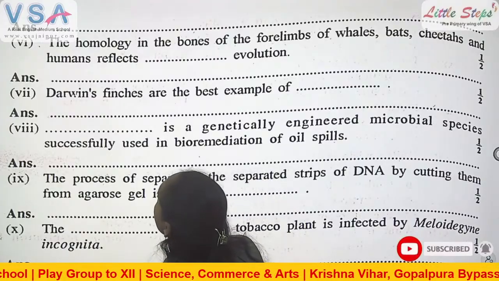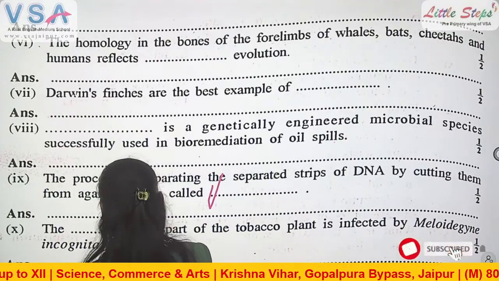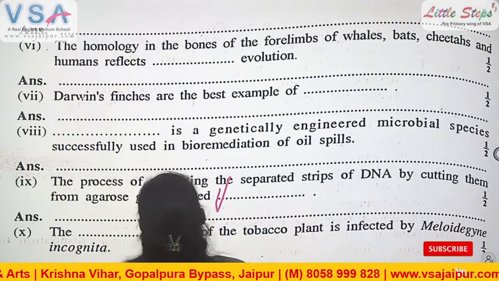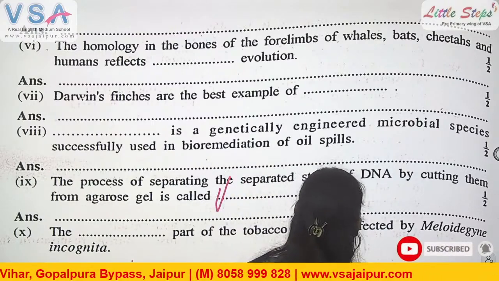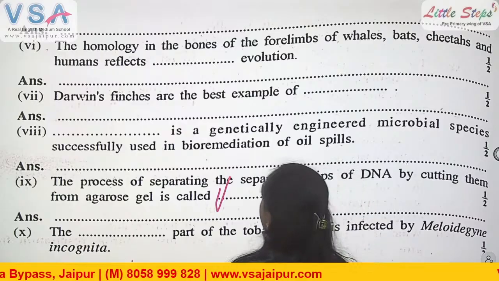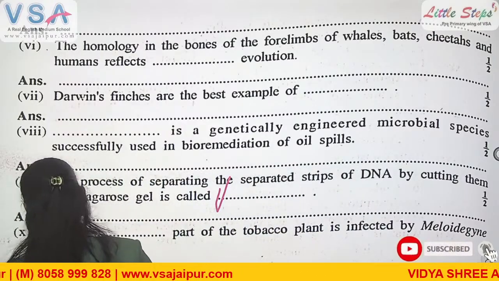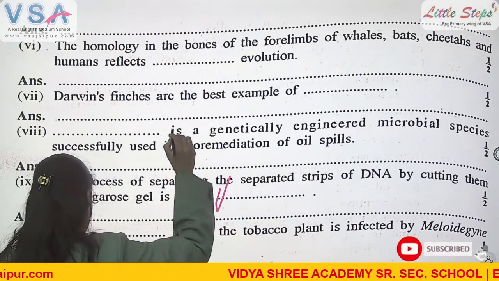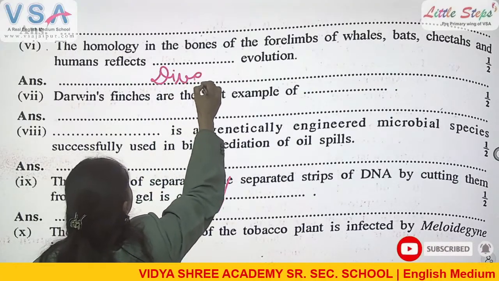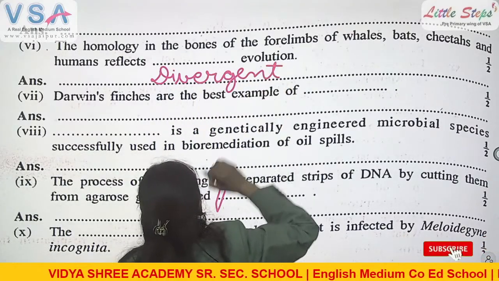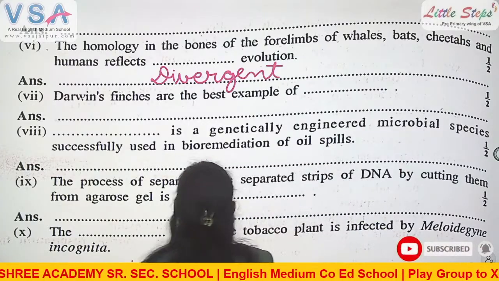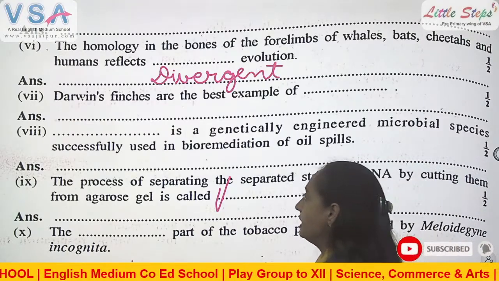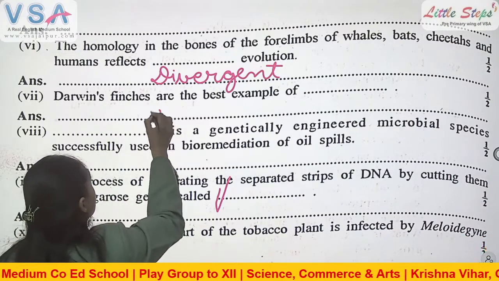The next is the homology in the bones of the forelimbs of whales, bats, cheetahs and human reflected evolution. कौन सा evolution है? Convergent या divergent? Divergent. What is the right answer? Divergent evolution. Darwin finches are the best example of... किसका होता है? Darwin finches सबसे common है adaptive radiation. So what is the right answer? Adaptive radiation.